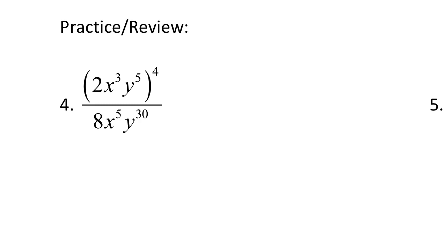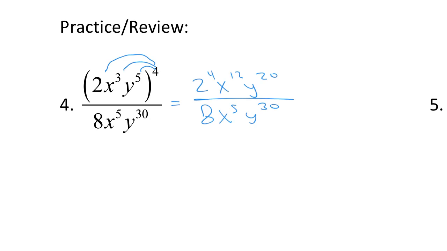So the first thing I see is I should hand out that 4 to all of the variables inside the parentheses. I need to get rid of the exponent outside the parentheses. So I get 2 to the 4th, x to the 12th, y to the 20th. Remember, when you do this, you multiply the exponents. Because it's really like I'm saying x to the 3rd times x to the 3rd 4 times. Over the bottom, I don't need to do anything. 8 x to the 5th, y to the 30th.